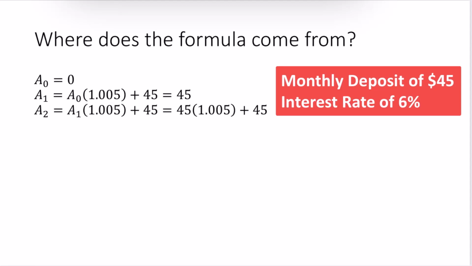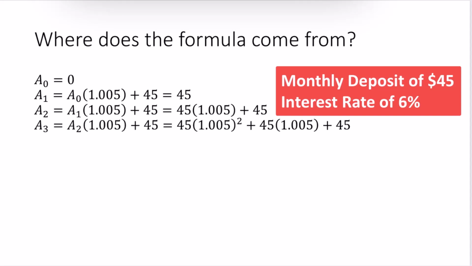Then for my second month, I'm going to calculate interest on the money that was in the account from the month before. So the month before, I had $45. So I'm going to put $45 in for that amount. And I get 45 times 1.005, and then I also add in my monthly deposit for that month.